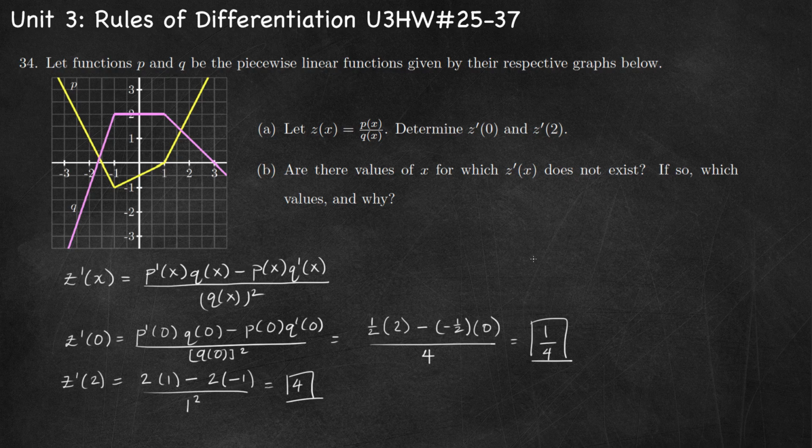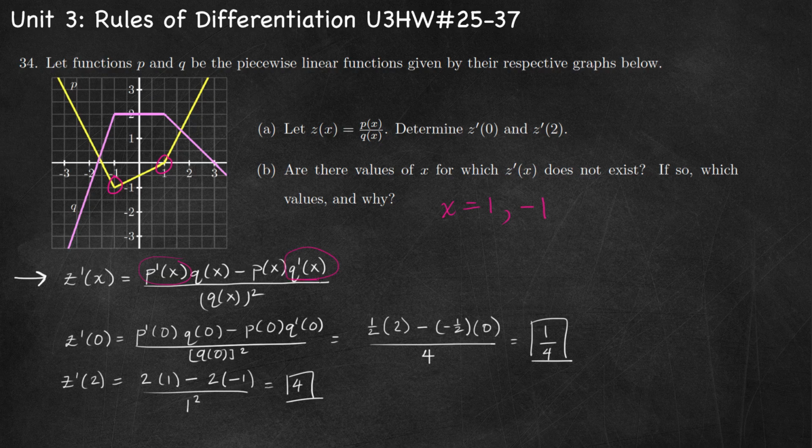Part B, are there values of x for which z prime does not exist? If so, which values and why? Well, let's look at our equation for z prime of x. So the derivative is not going to exist wherever p prime doesn't exist or q prime doesn't exist. So let's just break this down. Wherever p prime of x doesn't exist, then z prime won't exist. And p prime does not exist at these corner points where x is 1 or negative 1. So x equals 1, x equals negative 1. Those are corner points. P prime doesn't exist, therefore z prime won't exist.